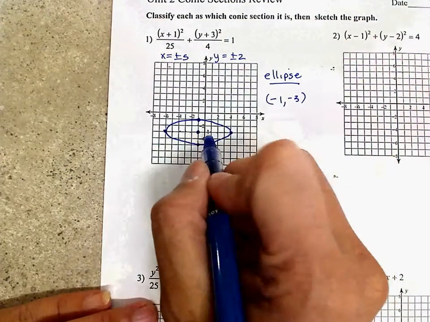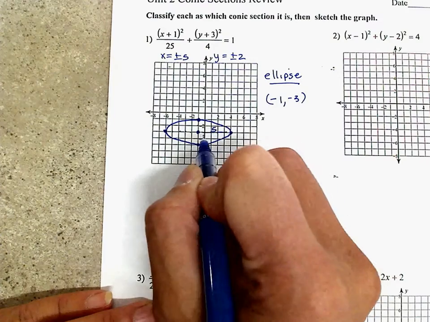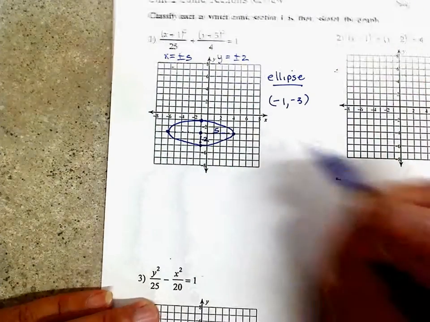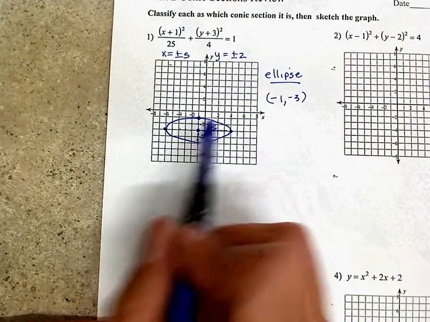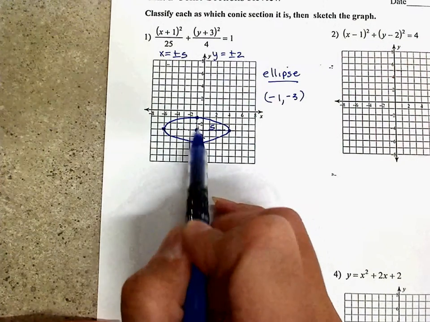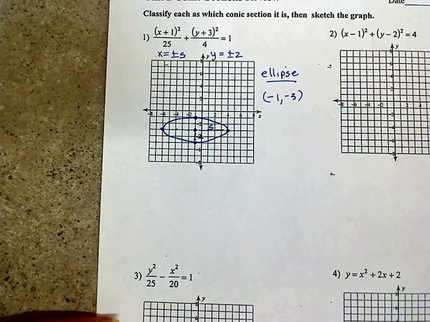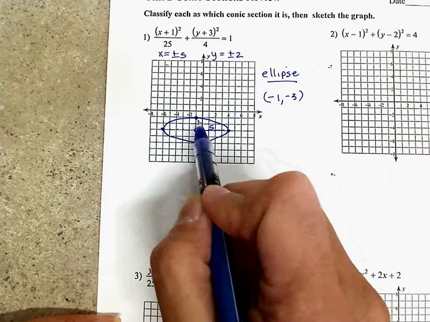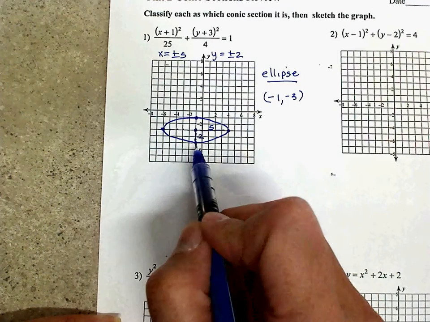And the distance from here to here is 5, and the distance from here to here is 2. All right? By the way, this is your major axis, minor axis. Keep that in mind. This is your vertices, this is your co-vertices, vertices, co-vertices.